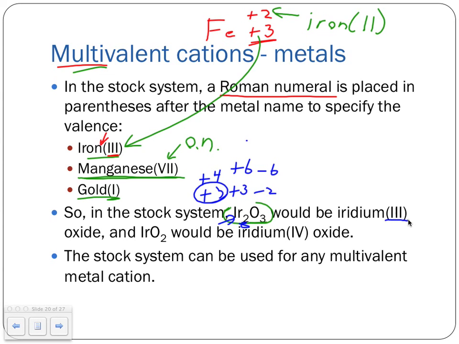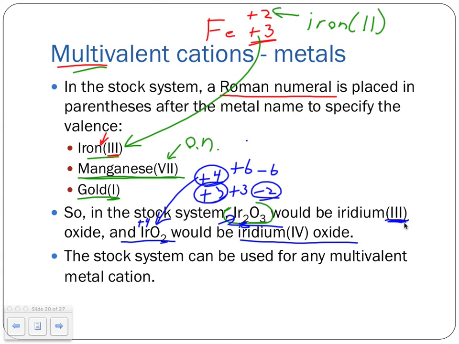Now our other possibility is, what if this were iridium(IV)? If it's iridium(IV), then there's 1 iridium here, it's +4. There are 2 oxygens, so 2 times -2 for the valence of oxygen gives you -4, so it balances out. So IrO2 is iridium(IV) oxide. You can see that if we just said iridium oxide, you wouldn't know whether it's this one or this one. There'd be no way to tell.